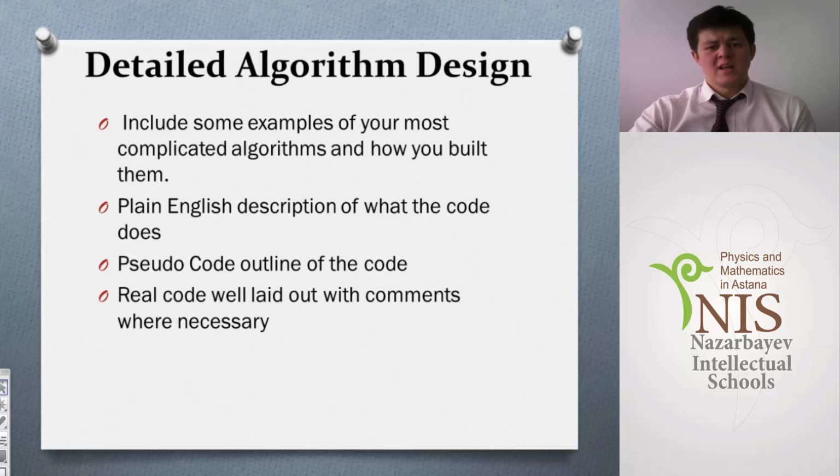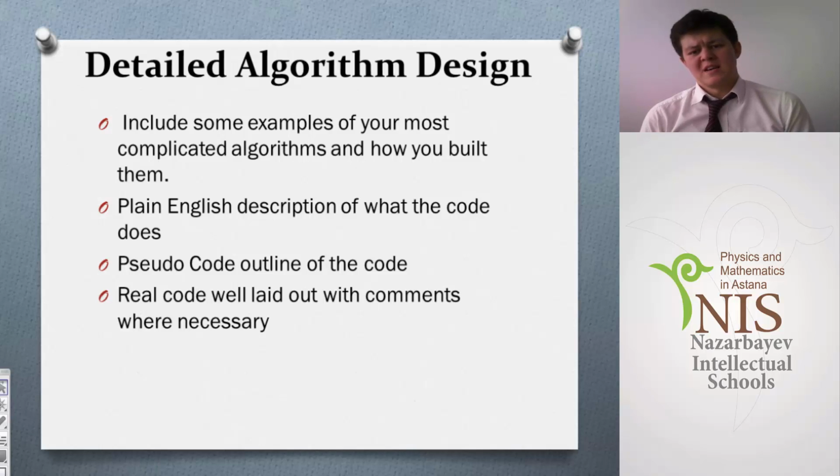Okay. Detailed algorithm design, the second part. Here you need to include some examples of your most complicated algorithms and how you build them. A plain English description of what the code does, a pseudocode outline of the code, and real code well laid out with comments where necessary. You know that your program is based on some algorithm, and in this part you should write the algorithm design and discuss it here. You can use not programming code but pseudocode as well, so it's acceptable.